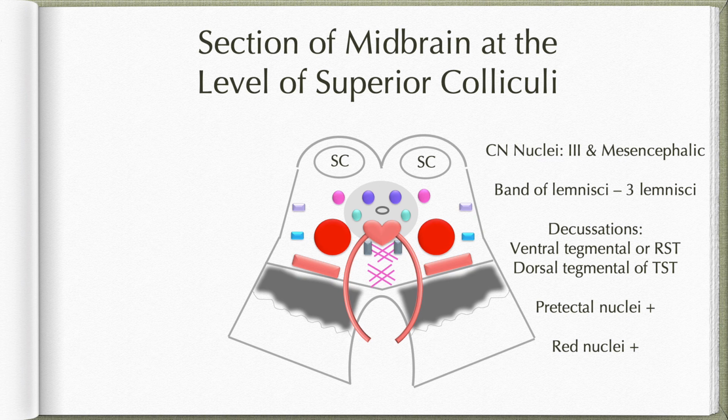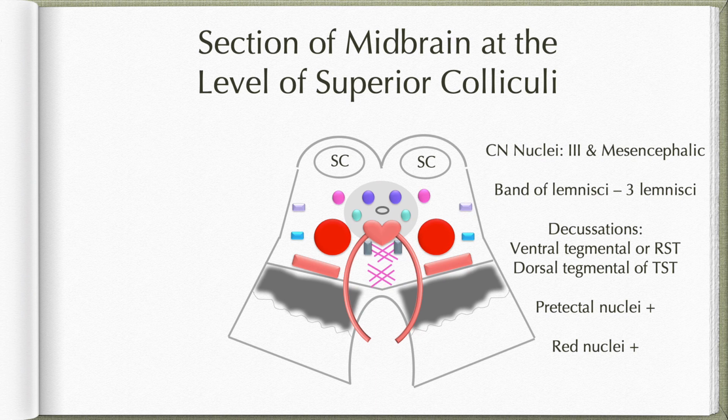So quickly revising what we saw in the section of the midbrain at the level of superior colliculi. Here we see the cranial nerve nuclei for the third nerve and the mesencephalic nucleus. At the inferior colliculi, we had seen the fourth nerve and the mesencephalic nucleus. Here we are seeing third nerve nuclei with the mesencephalic nucleus. Band of lemniscus is found, but the band of lemniscus at this level will have only 3 lemnisci because lateral lemniscus will have already exhausted by relaying in the inferior colliculus.